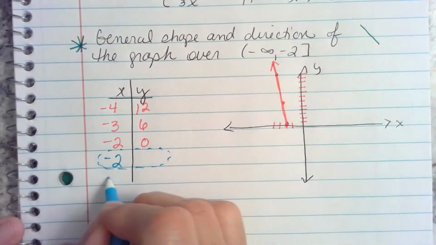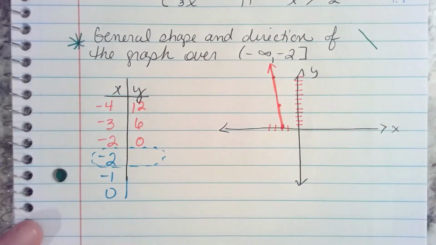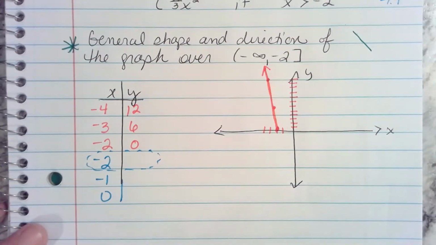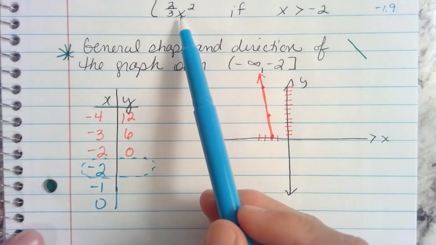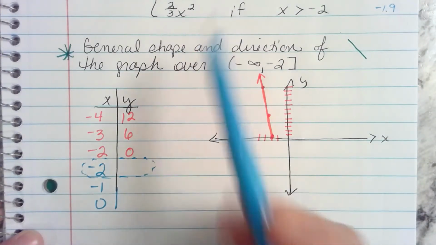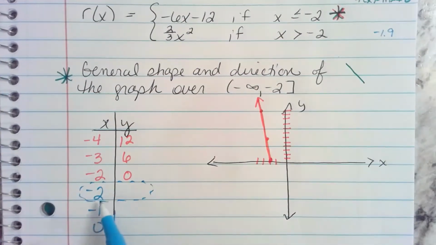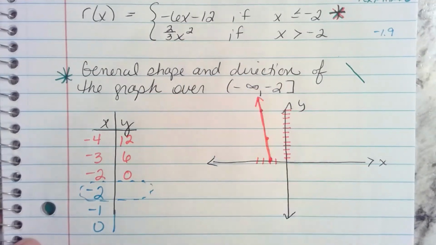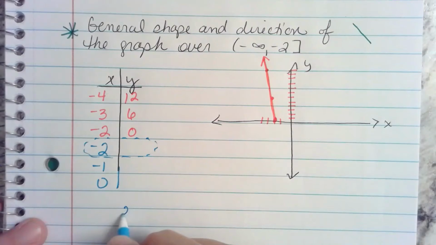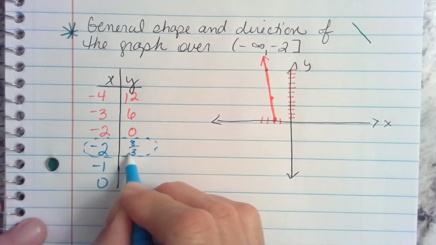Okay, so I put that negative 2, and then I need all numbers greater than that. So maybe I'll try a negative 1 and a 0. You can choose any numbers greater than negative 2 that you like. I'm just going to try those. So negative 2, if we were to put that in here, negative 2 squared is going to be 4. And then we're going to have 2/3 times a positive 4. That's going to give me 8/3. So that one would go there.